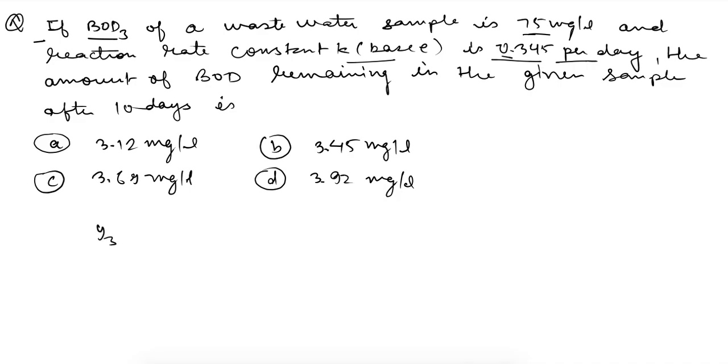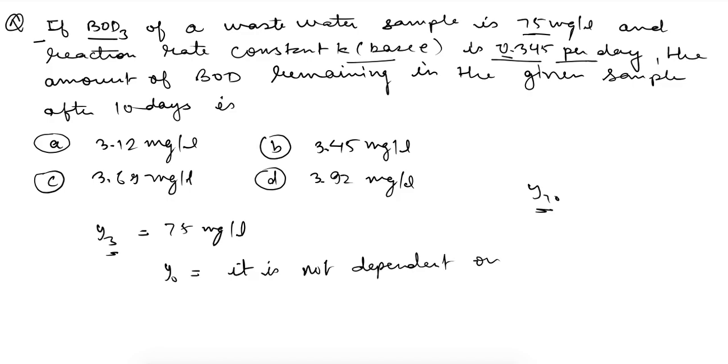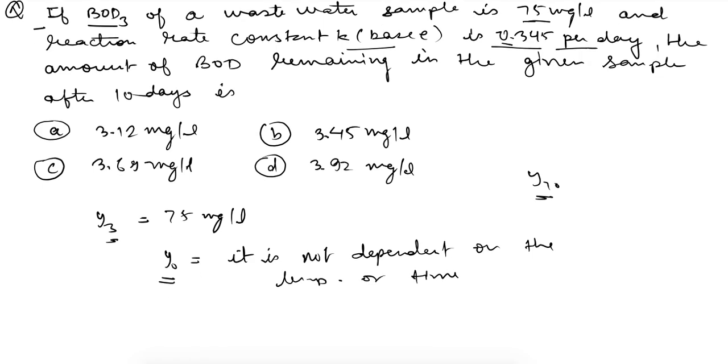So BOD3, that is Y3, is equal to 75 milligram per liter. Here it is asking for after 10 days, Y10. So we have to relate two values, Y3 and Y10. The first thing is to find the ultimate BOD, that is Y0. Why do we find the ultimate BOD? Because it is not dependent on temperature or time. It will be the same irrespective of temperature or time.